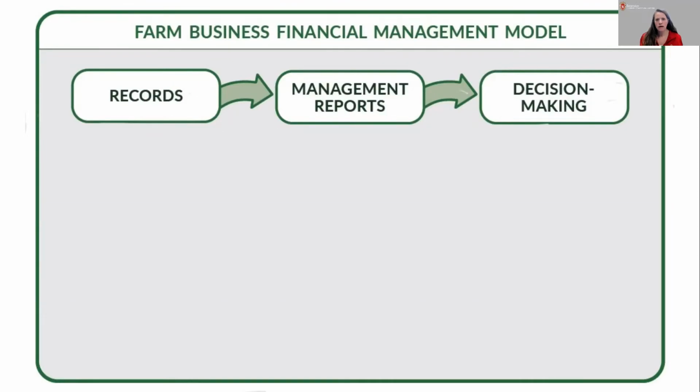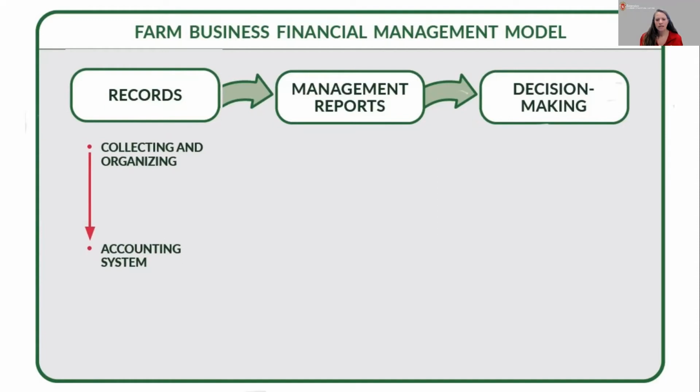A farm financial model is a tool you can use to help make those decisions. It offers a linear and circular process for informed decision-making. From the image on your screen, you can see that there are three primary functional areas associated with the financial management model. Records feed into management reports, and reports will help you integrate financial sense into your farm decision-making.